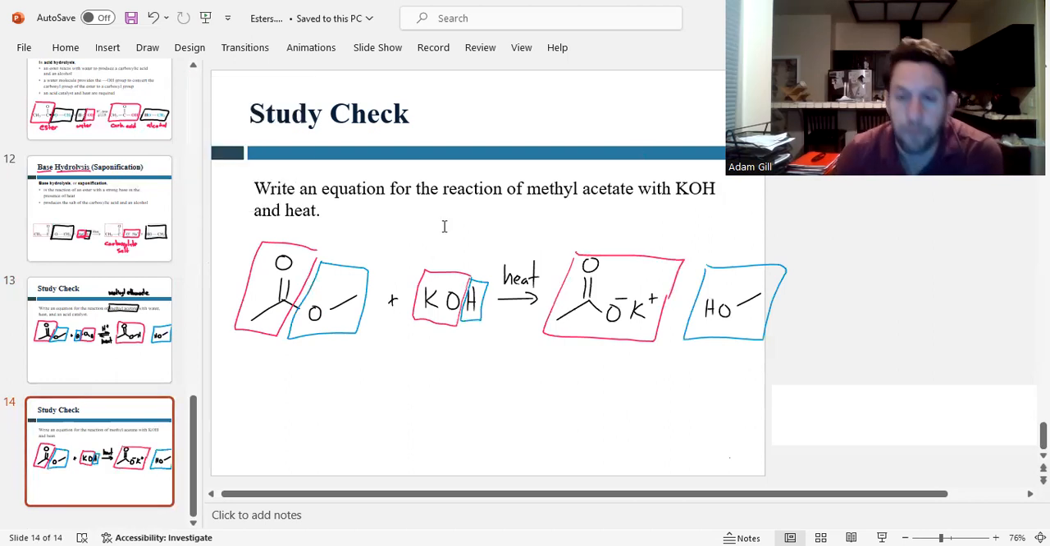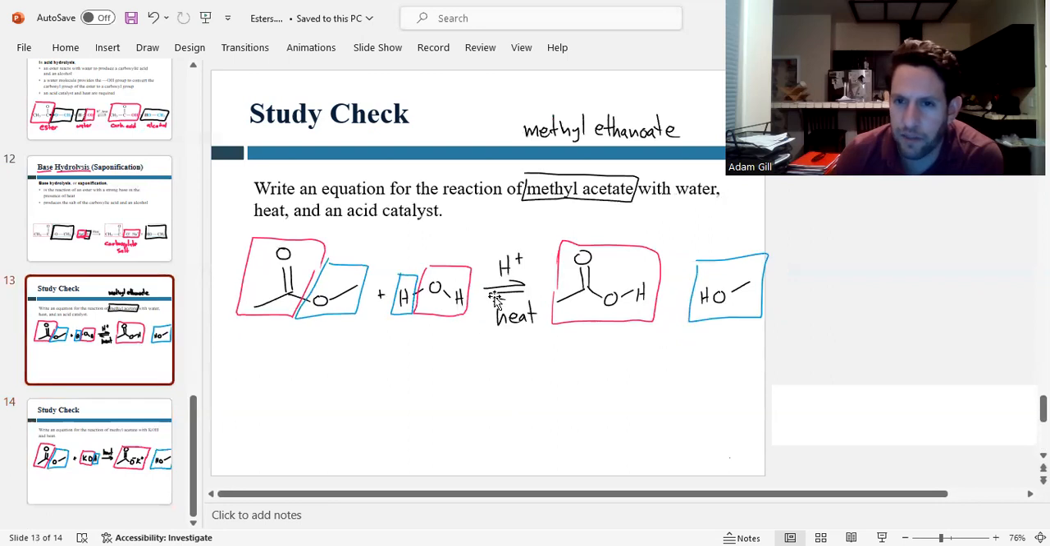So once again, we're going to be cutting the ester open using a strong base. We end up with the carboxylate salt and the alcohol. So because we don't have water, we have KOH. One side gets the KO, the other side gets the H. This is base hydrolysis versus acid hydrolysis.